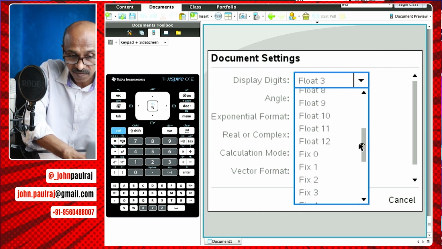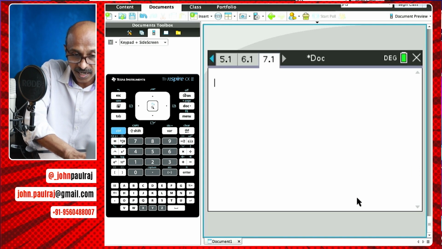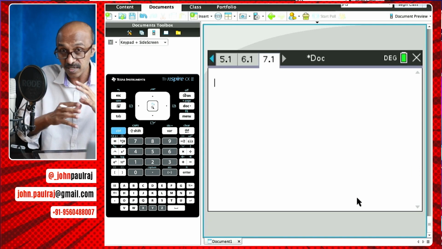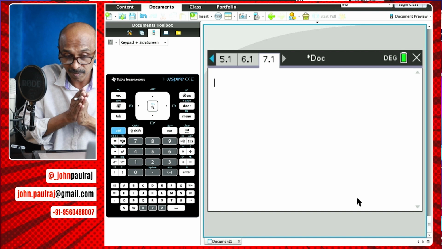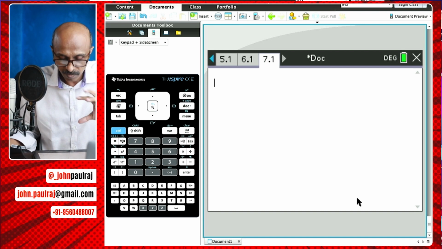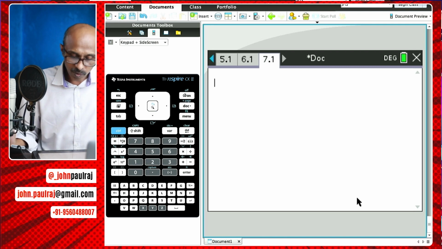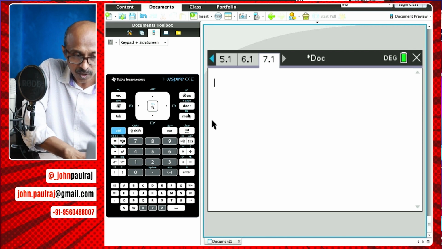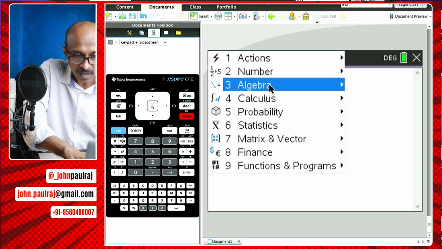And decimal places is fixed. So we're going to go there and hit enter. And now whenever the calculator displays the answer, it will be 2 decimal places. But don't forget to change it back. In exam time you can forget, so pay attention, all right? Now, to solve a quadratic equation, you can use the polynomial tools. So let's go to menu, algebra.